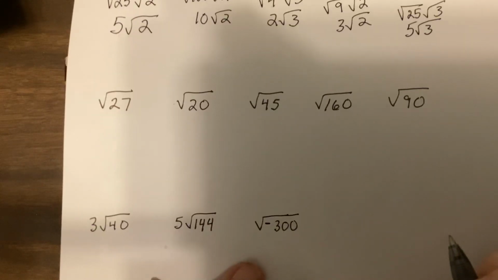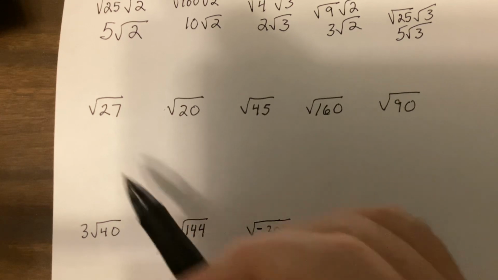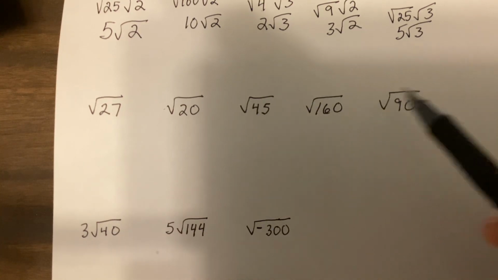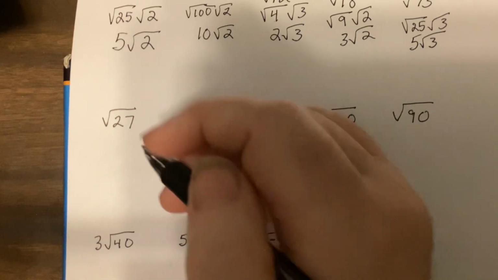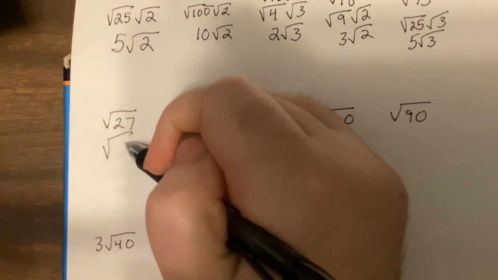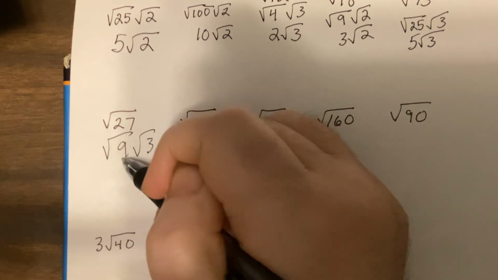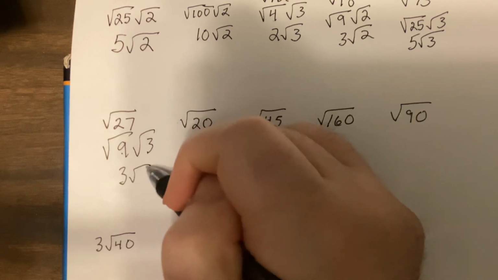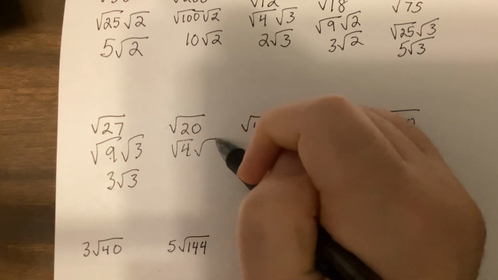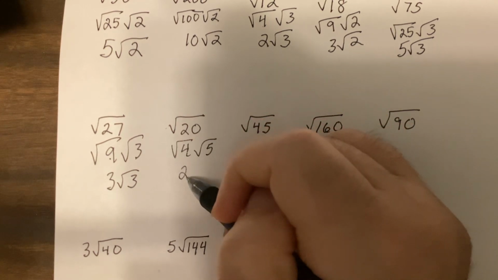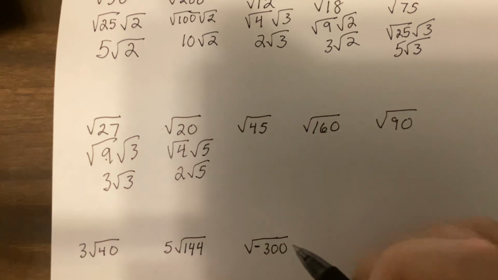So I have 1, 2, 3, 4, 5, 6, 7, 8 problems. I want to see if you can figure them out. So freeze the video, do them, then turn it back on. Okay, 27 is 9 and 3. Square root of 9 is 3. 20 is 4 and 5. So it'd be 2 square root of 5.